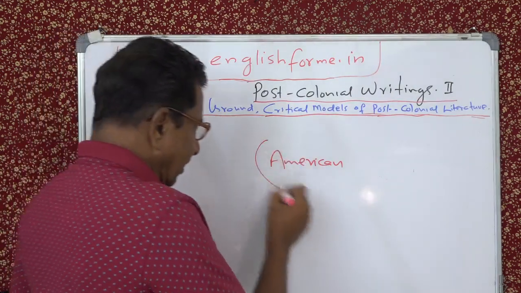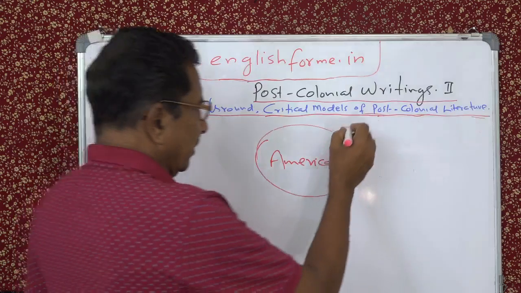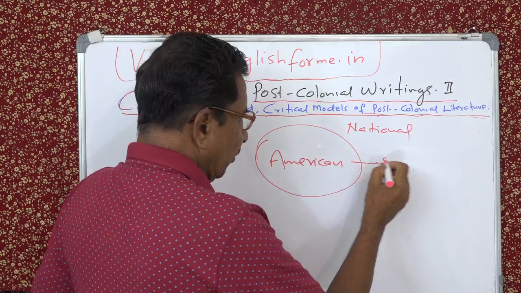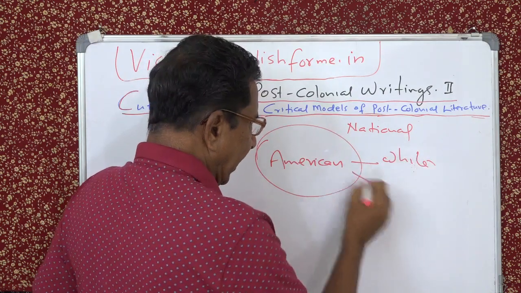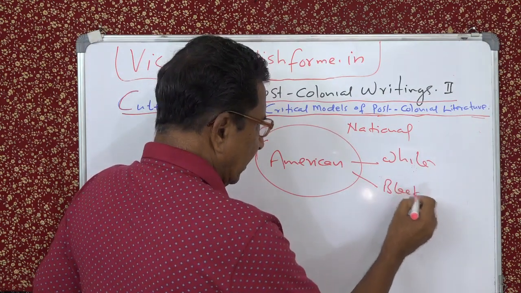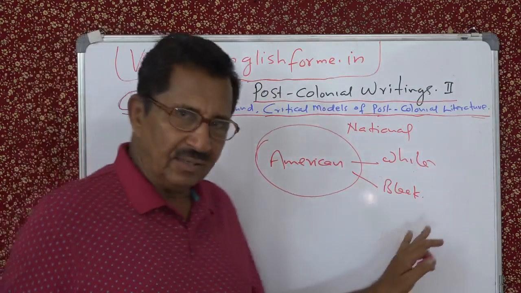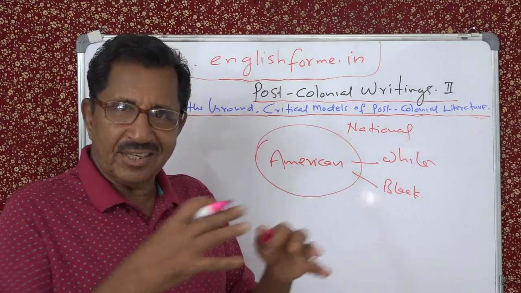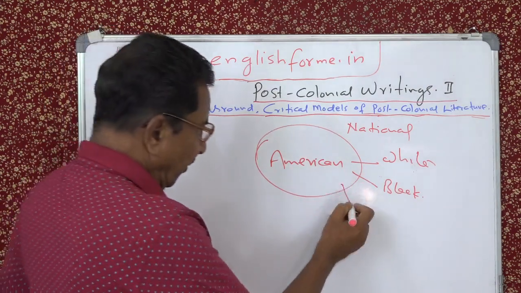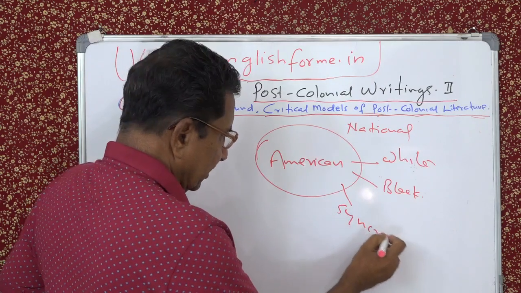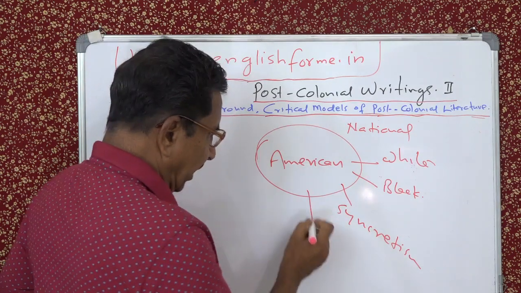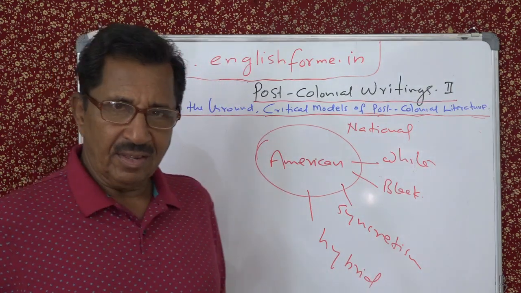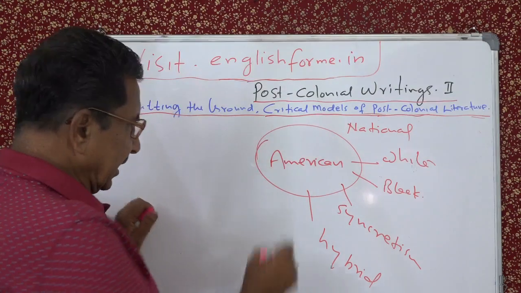Now, when you are studying this, this is the major model we say is national. But you will find white, you will find black, because in America you have got blacks and there are whites. So they will be influencing each other, isn't it? Or there will be, of course, syncretism. Syncretism will be there, and there will be hybrid also. And you will find multicultural influences.